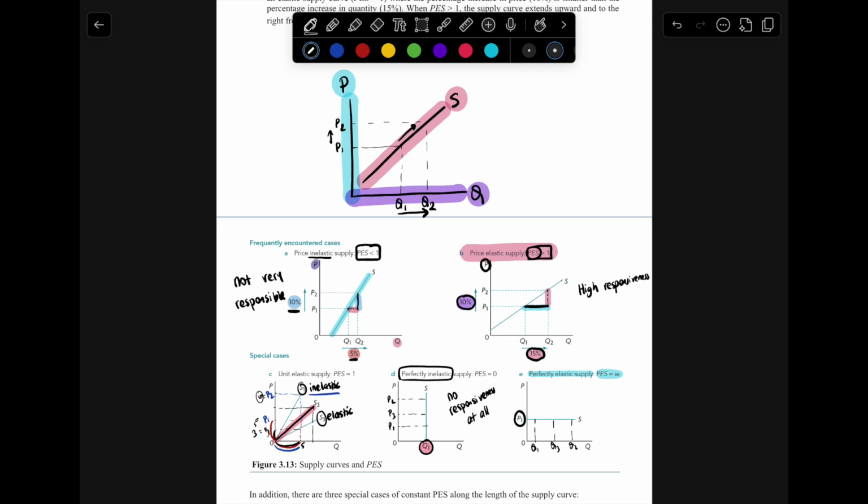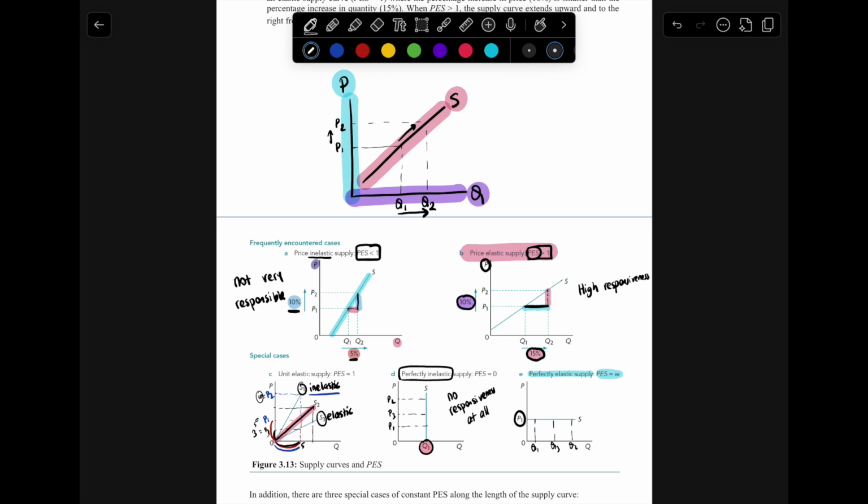So this is the perfectly horizontal graph. This means that there is one price at which producers are willing to supply, which is P1. And if the price stays at that level, if the price stays at P1, the firms supply at any amount. So they can supply at Q1, at Q2, even at Q3. So even though the quantity supplied changes, the price is always the same. So this is a perfectly elastic supply graph. The PES goes to infinity.